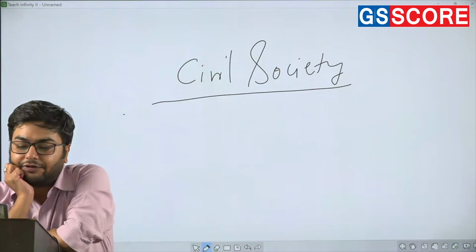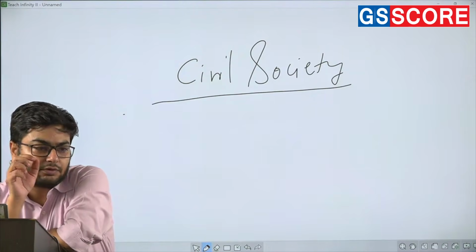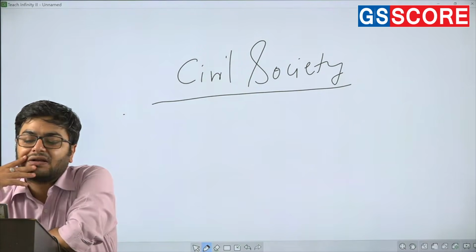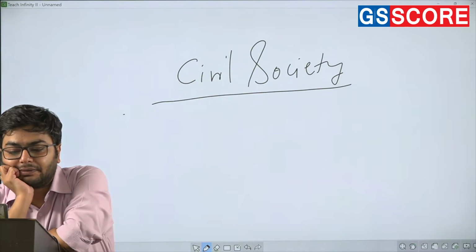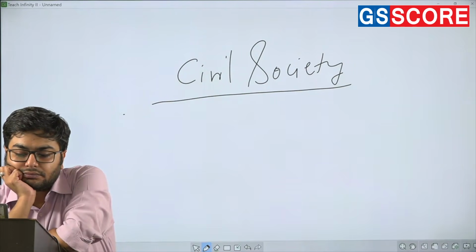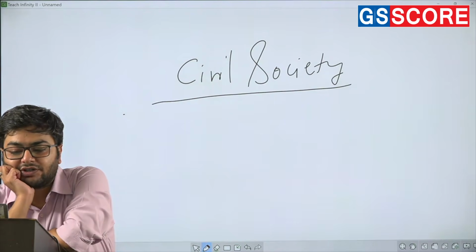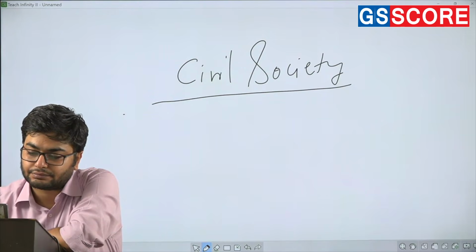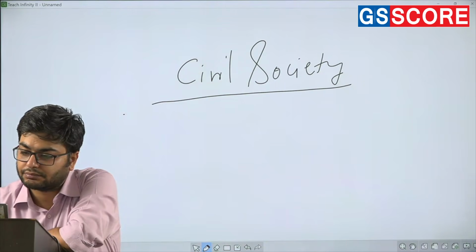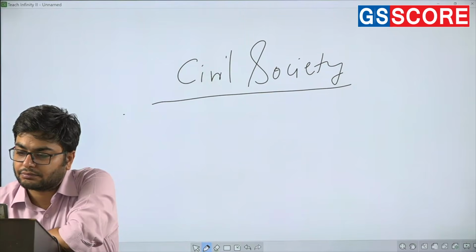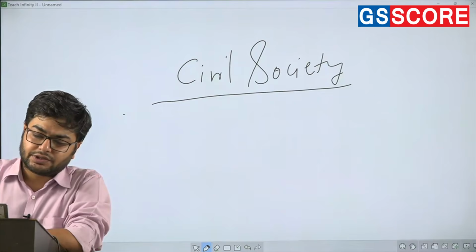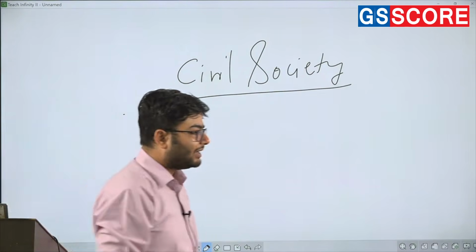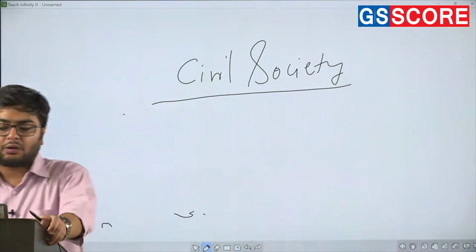Next, Jeffrey Alexander. This is one of those short, succinct definitions. Civil society is an inclusive, umbrella-like concept referring to a plethora of institutions outside the state. Now, you see, civil society, as we see, is by definition a non-political entity, something which is lying outside the realm of the state.